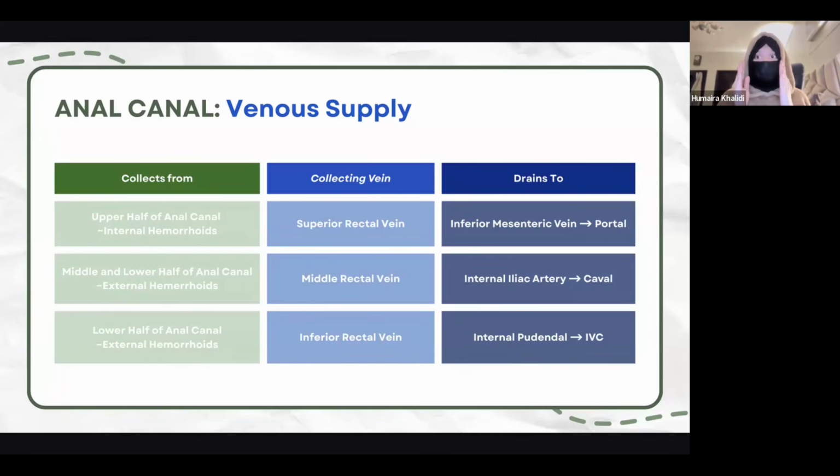So keep this in your mind, guys, please. Upper is superior rectal vein, middle is middle rectal vein, lower is inferior rectal vein. Okay? The middle half of the anal canal is going to be the middle rectal vein, which then drains into the internal iliac vein, which further drains into the IVC. And the lower half of the anal canal, again, the inferior rectal vein collects it and then drains it into the internal pudendal vein, which further drains it into the IVC.